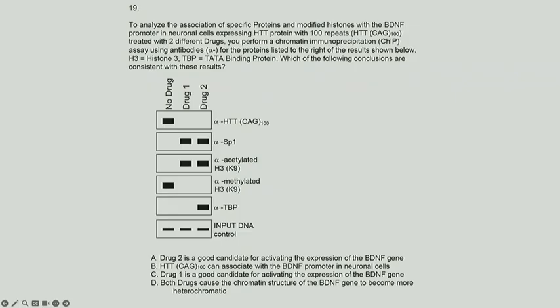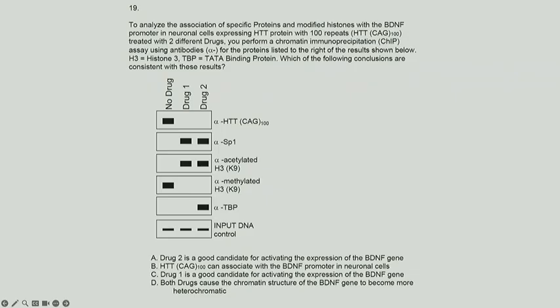So then what types of conclusions are we going to be drawing from this? Can we conclude that drug 2 is a good candidate for activating the expression of the BDNF gene? Yes, right? So we get everything we expect to see there with activation. We get the loss of methylation, the addition of acetylation, and the presence of TBP, right? So TBP is important for actually making contact with the DNA and doing that transcription.